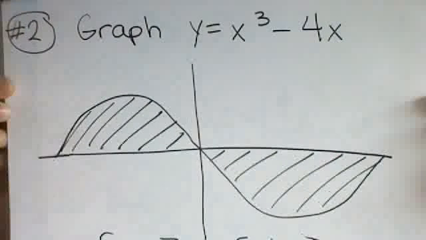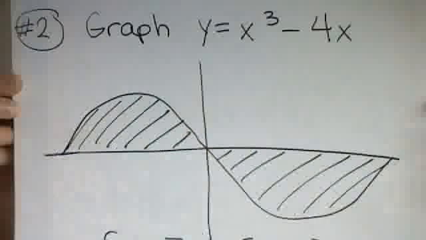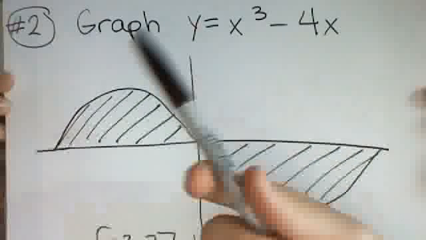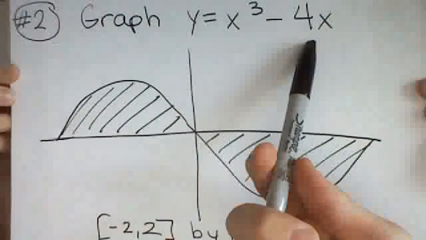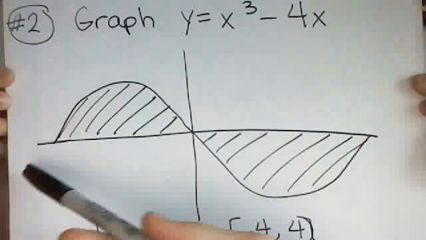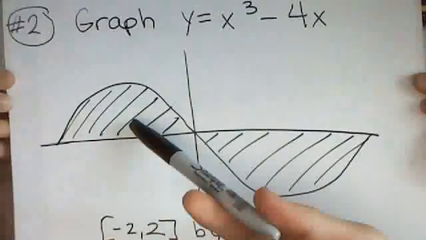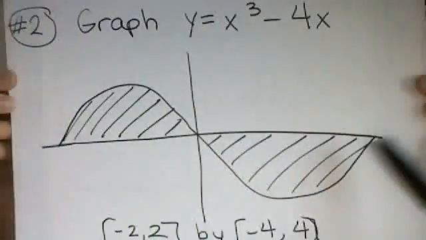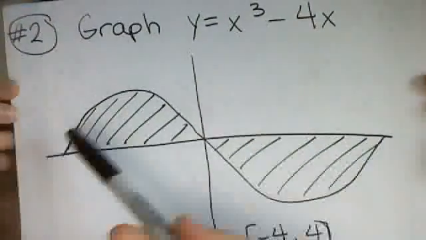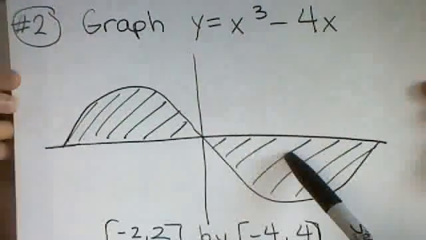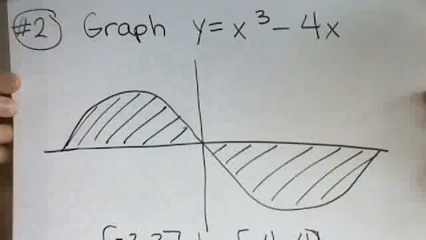Next problem, we have a graph. Okay, so the graph deals with a function of y equals x squared minus 4x. And this graph has an area in the positive and in the negative. So you're going to have to recognize that you're going to have to split the integration up into two parts, the positive part and the negative part, and then take the absolute value of the negative part.